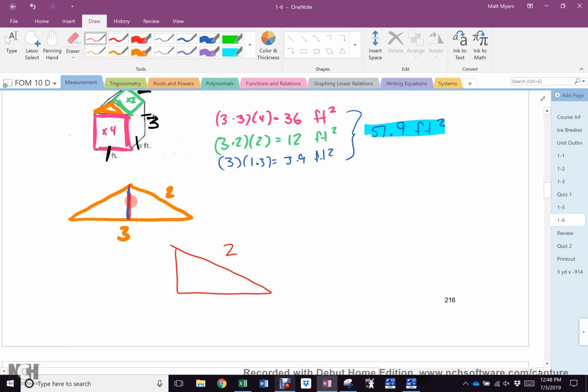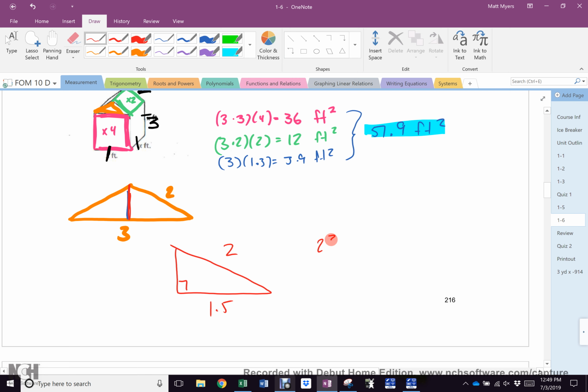Cuts it in half. So what does that line do to 3? Cuts it in half to make this 1.5, right? When I cut it in half, what angle did I make right here? 90. Now, can I use Pythagoras to find this distance?